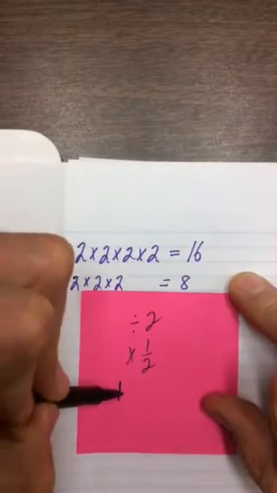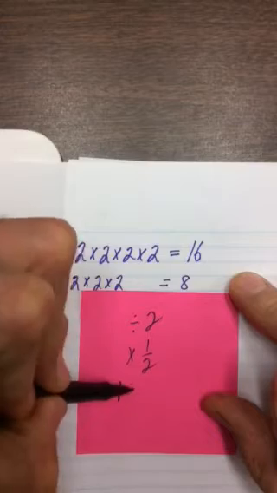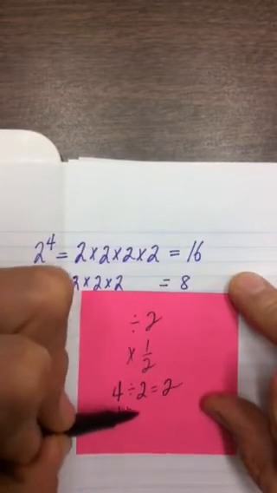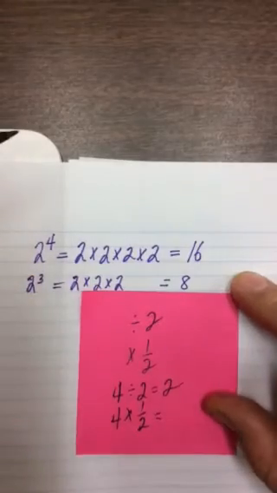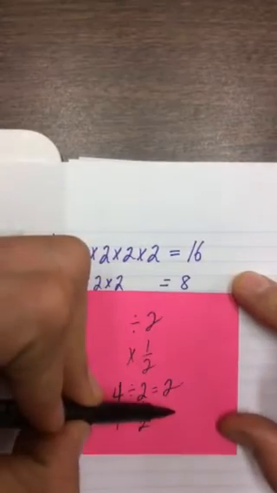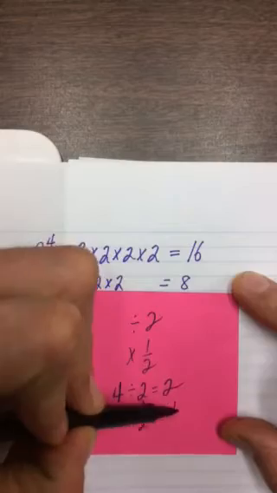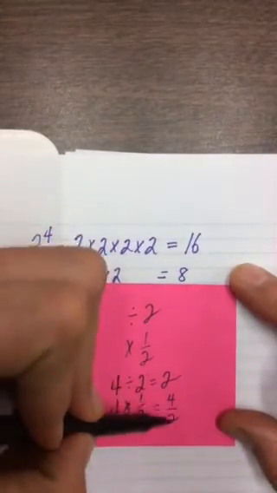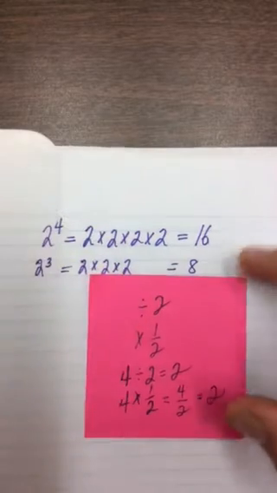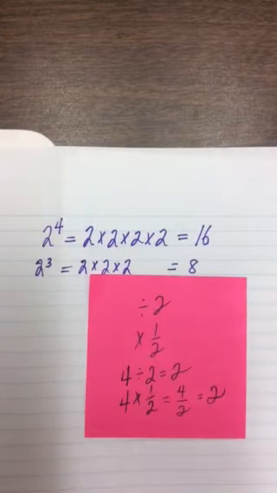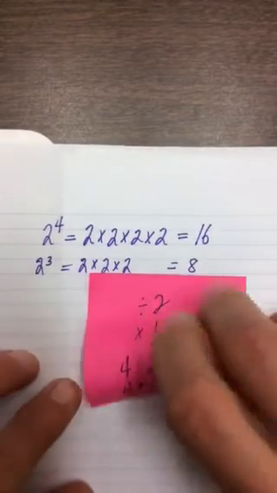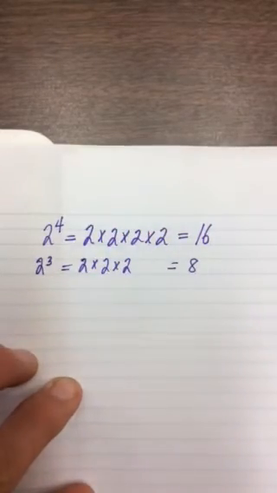Let's go with 4. 4 divided by 2 is 2. So if I have 4 times 1/2, I end up with 4 over 2. 4 divided by 2, it's a ratio, is the same, which is 2. So you now believe me that if I divide by 2, that's the same as multiplying by 1/2. That's going to make things easier in just a second.